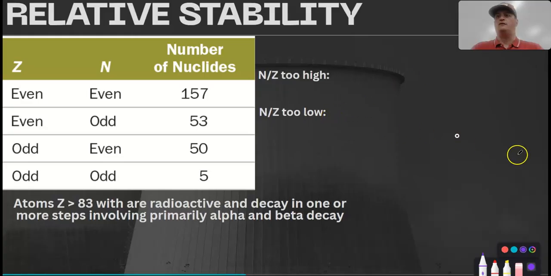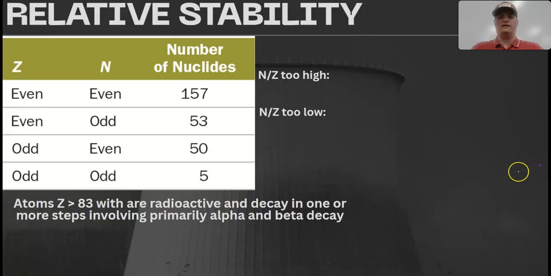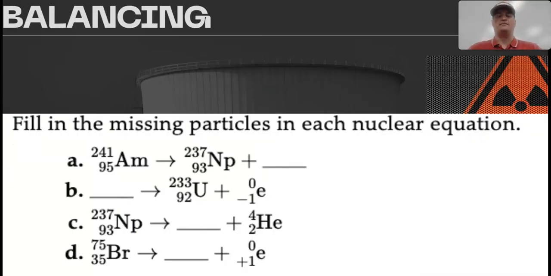All right, so let's look into what we've got coming up next with balancing. Essentially what you're trying to do is balance the atomic number at the bottom and the mass number up top. So if you have 241 on the left, I'm going to have 241 on the right, which means this has got to be a 4. If I have 95 and 93, this has to be a 2. And the thing that has an atomic number of 2 is helium.